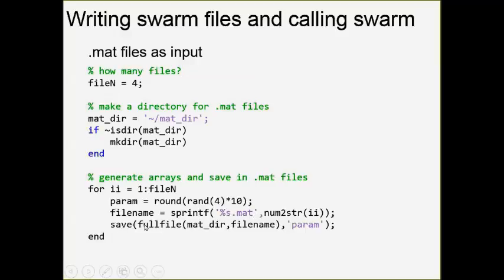And then save, full file takes a directory and a file name and puts them together with the correct slash in there. So I'm going to save full file, mat directory up here, file name, and then I'm going to stick the parameter in there. What this is going to do is make a directory for me. It's going to fill the directory with 1.mat, 2.mat, 3.mat, and each one of those is going to contain a 4x4 array of random numbers between 1 and 10.